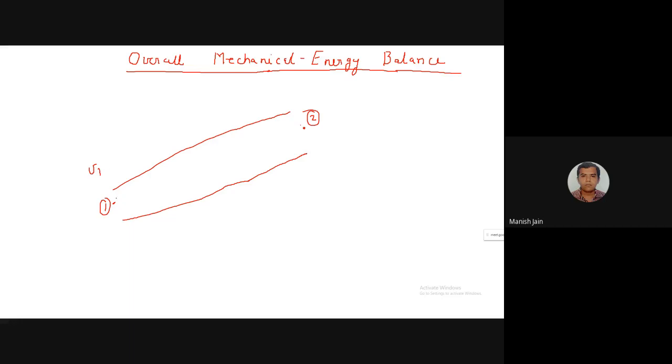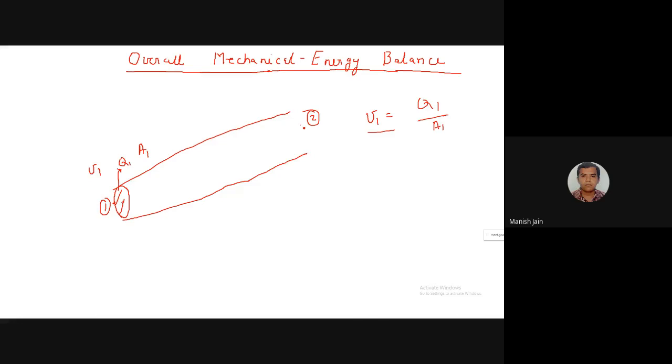So how to calculate v1? Suppose here the volumetric flow rate is q1 and the cross sectional area of the pipe is a1. So v1 equals q1 divided by a1. Okay, so this is how you have to calculate the average velocity. So v1 is the average velocity at the point.